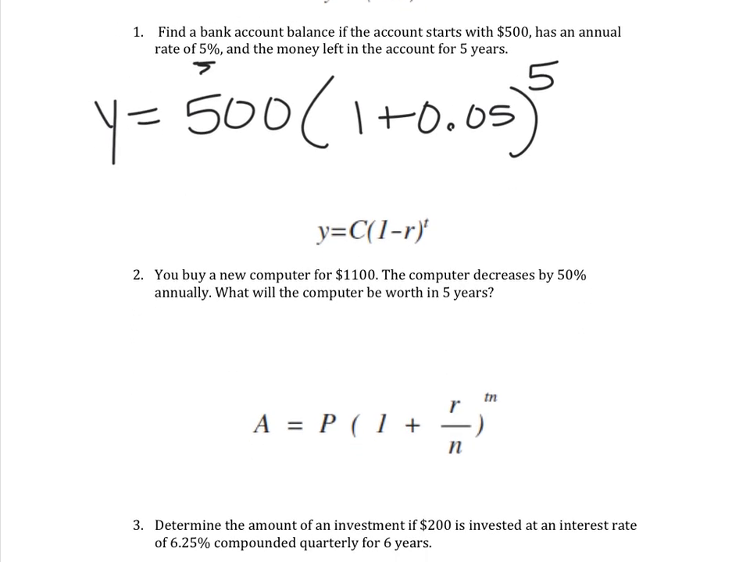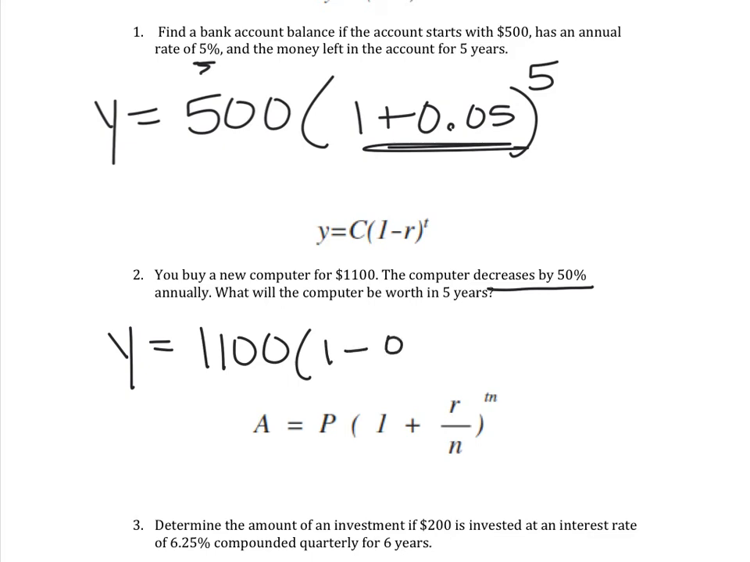When you look at the second one, we're doing a decrease now. So the one thing we always have to watch out for is that we aren't adding in the parentheses anymore, we're subtracting. So again, you start off with the amount that you have. The computer decreased by 50%, so we're doing 1 minus 0.50. And then we want to see how much it's worth in 5 years.